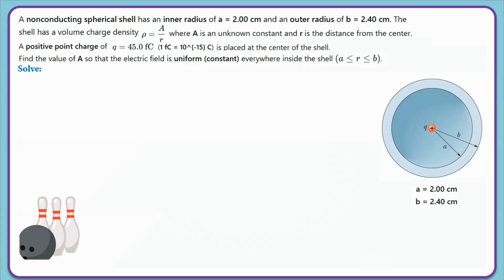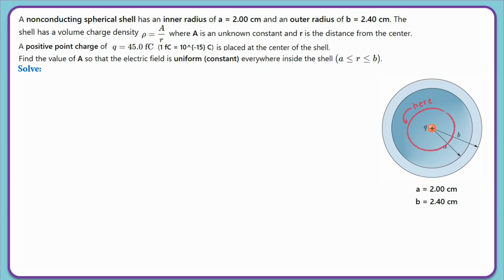Now let's solve another important exam problem on Gauss's law. If we look at the figure, we have a non-conducting spherical shell with an inner radius of 2 centimeters and an outer radius of 2.4 centimeters. Its volume charge density is A divided by R, where A is an unknown constant and R is the distance from the center.